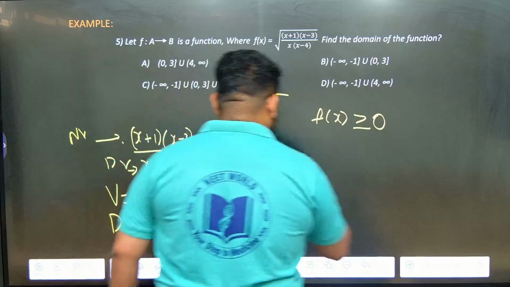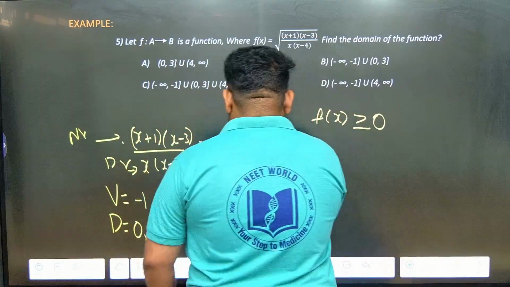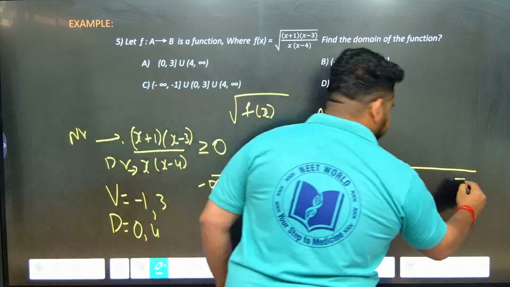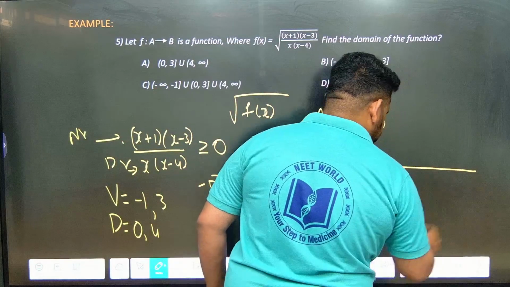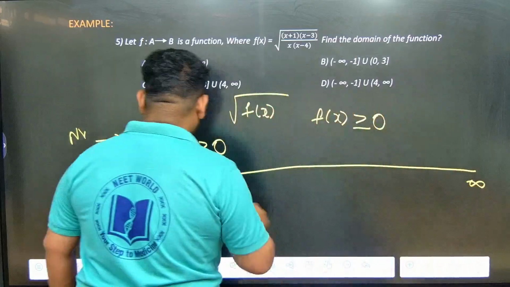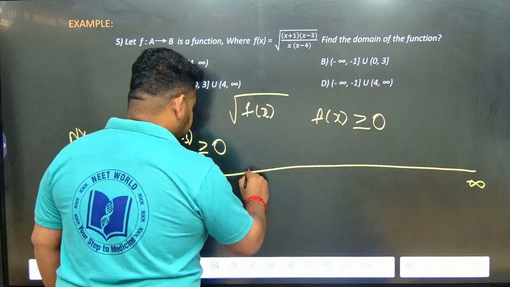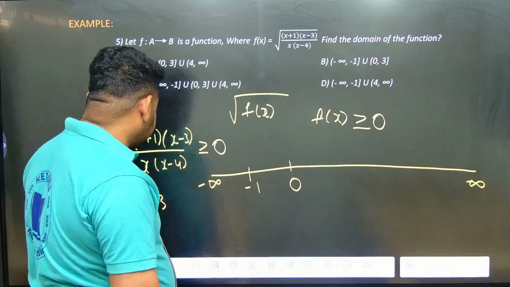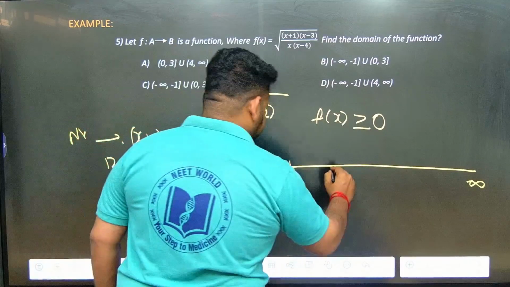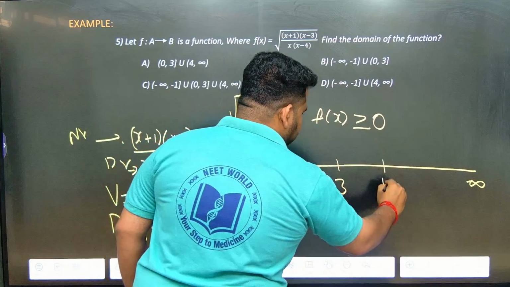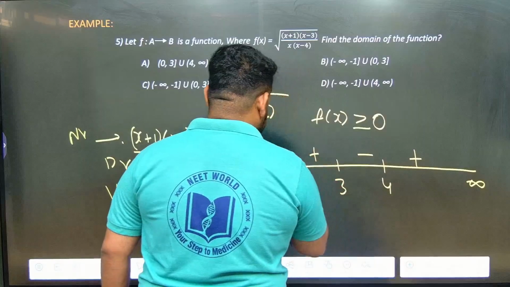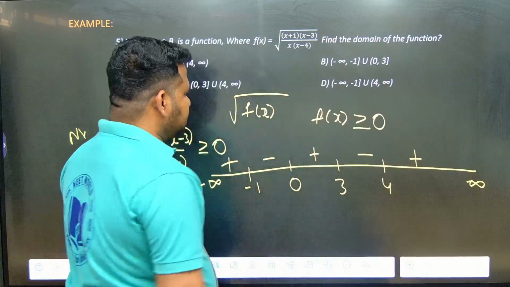So let us take this real line again. This is minus infinity, plus infinity. Let us arrange these numbers in ascending order. First we are having minus 1, then 0, then 3, then 4. So here this will be plus, minus, plus, minus, plus. This is what we are having.